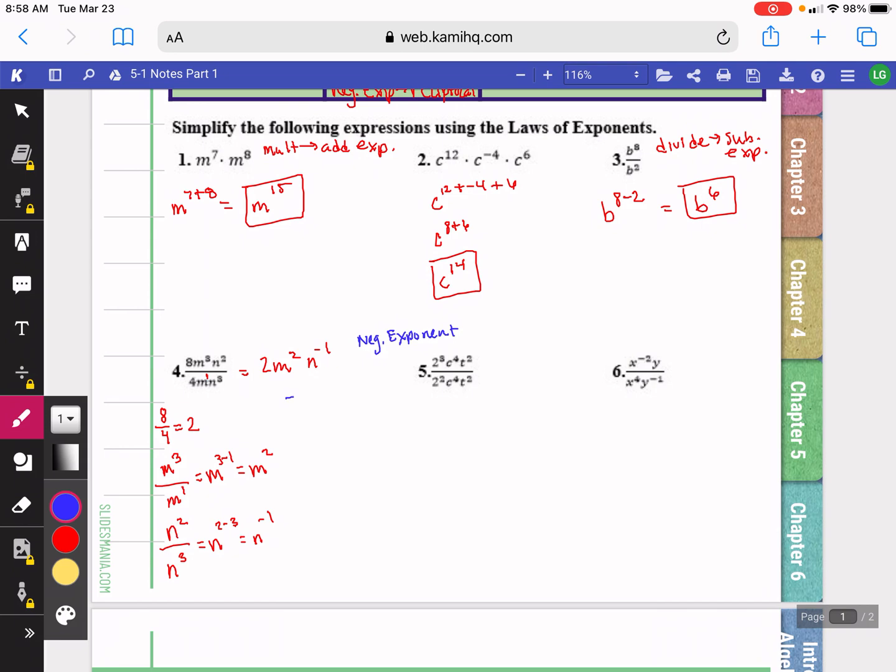So here, I'm going to rewrite my answer as a fraction. And then the 2m squared goes on top. Since the n had a negative exponent, I'm going to move it to the denominator. And when you do that, the negative exponent becomes a positive 1. And then there, just at the end, your 1 can be imaginary. So my answer is 2m squared over n.